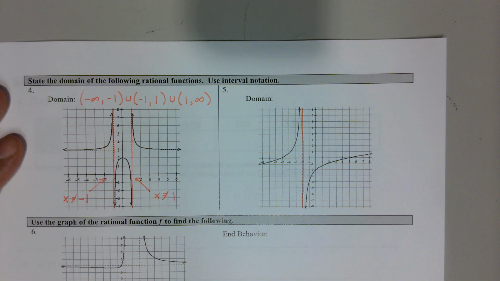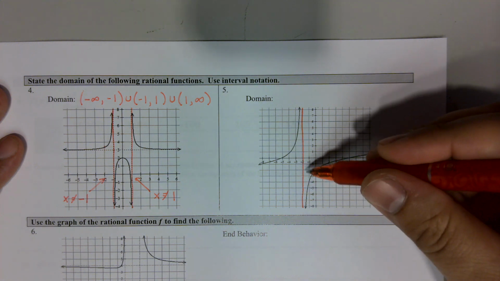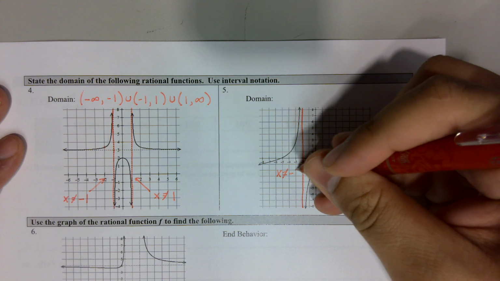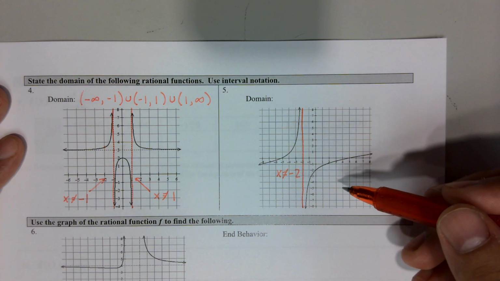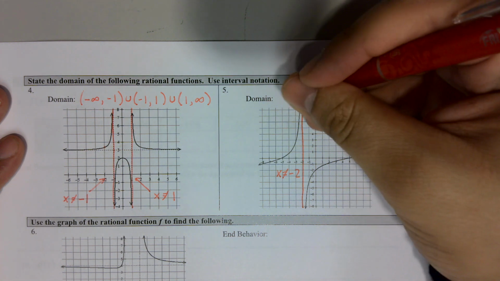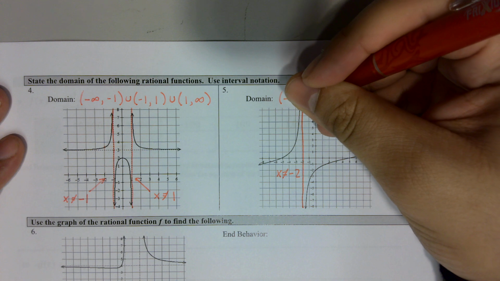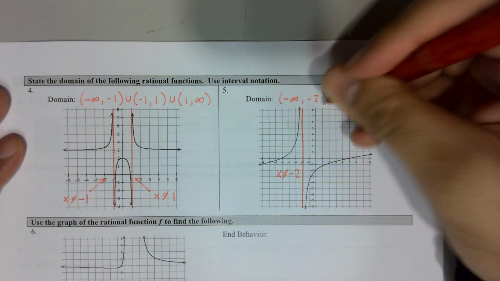And so, since we have a vertical asymptote there, we just need to identify what that value is. And if we look at that, it means that x cannot be equal to -2. And we don't have any other vertical asymptotes here. So, we can say that our function is defined, our domain is from -infinity all the way up to -2.